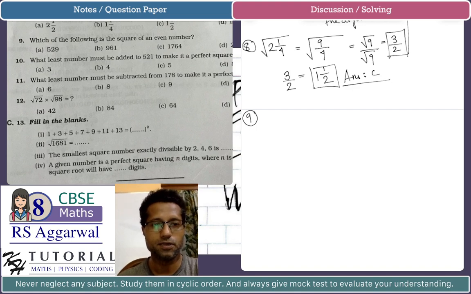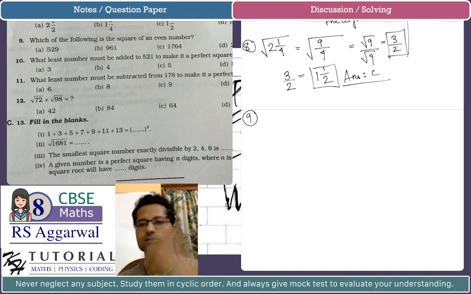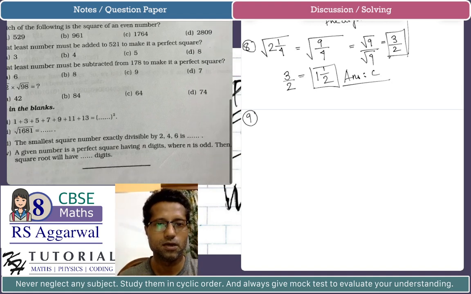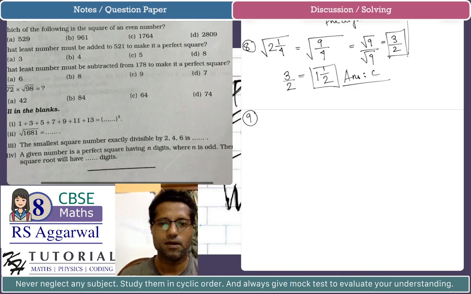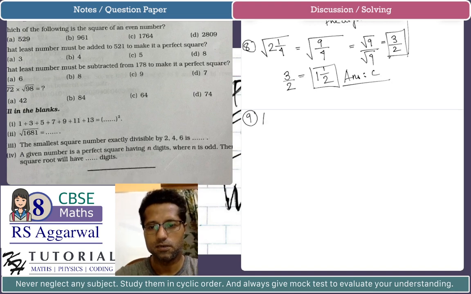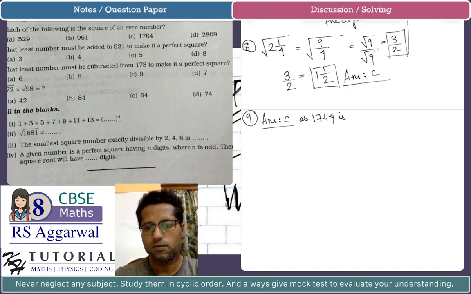So the question is, which of the following is the square of an even number? Now the square of an even number has to be an even number, so we have to choose the choice which is an even number, and the obvious choice is choice C, as 1764 is even. This is the reason.